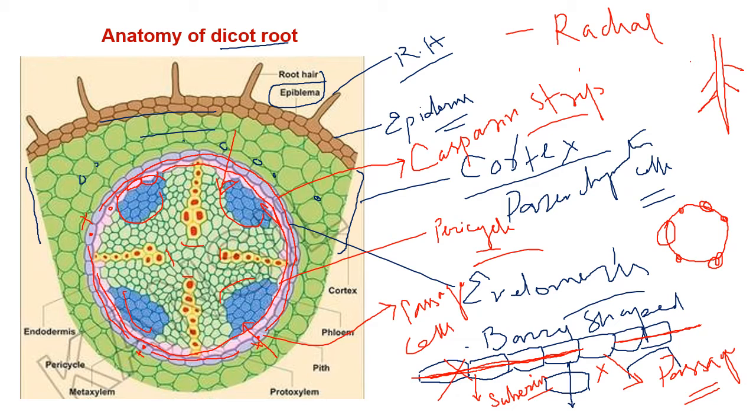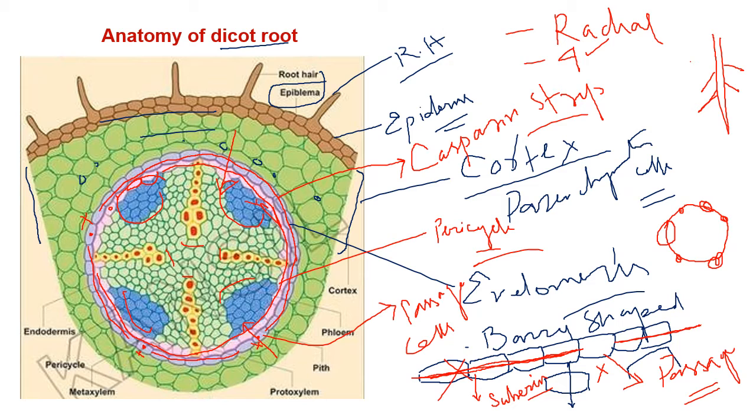And when we look at the stem and others, you will see collateral conjoint structures. But here you have xylem strands and phloem strands radially arranged, separate from each other. They are not joined together. So in a dicot root, the phloem strands and the xylem strands are arranged radially, and generally they are 4 in number.